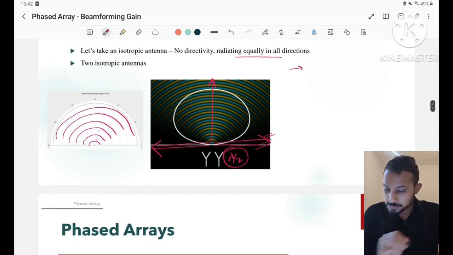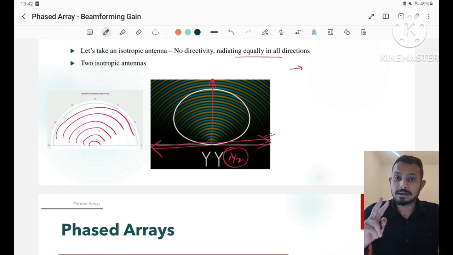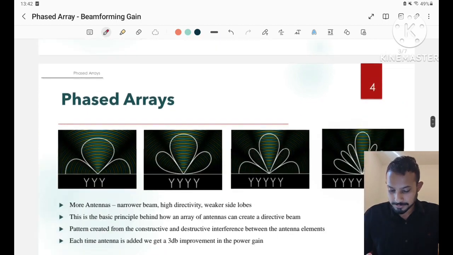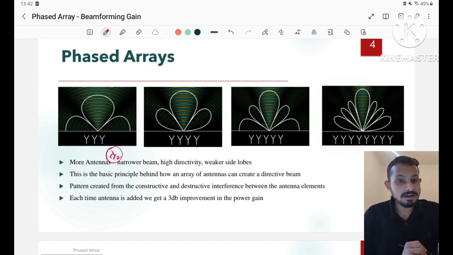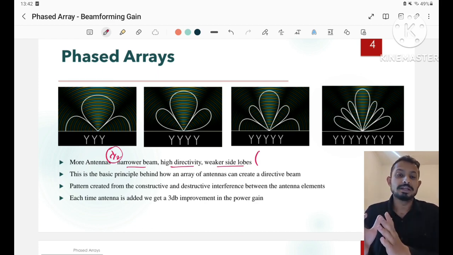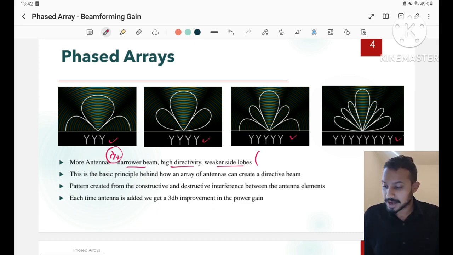So we have seen the radiation pattern that two isotropic antennas placed λ/2 apart create. Now, what if we put more antennas that are spaced λ/2 apart? What will we get? We will get a narrower beam, a higher directivity, and weaker side lobes where the gain is much lower than the main lobe. For example, here we have 3 antennas, 4 antennas, 5 antennas and 8 antennas.